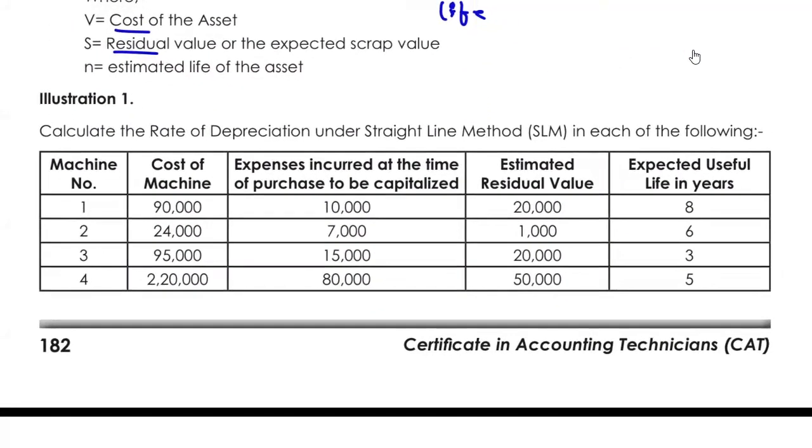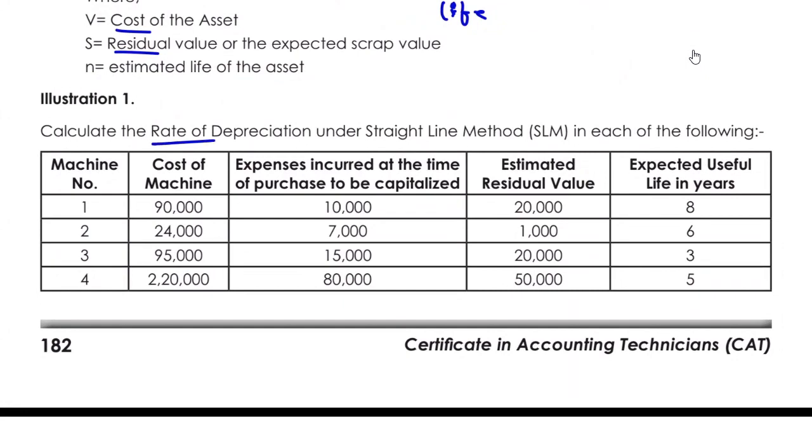Okay, so if you see illustration number 1 over here, calculate the rate of depreciation under the straight line method in case of the following. First, the cost of the machine is 90,000. Expenses incurred at the time of purchase are to be capitalized, so these will be included in the cost. For example, if I purchase a machinery and I am bringing it to my factory, I pay some freight. This will be capitalized and included in the cost. So the total value of my machine would be 1 lakh rupees.